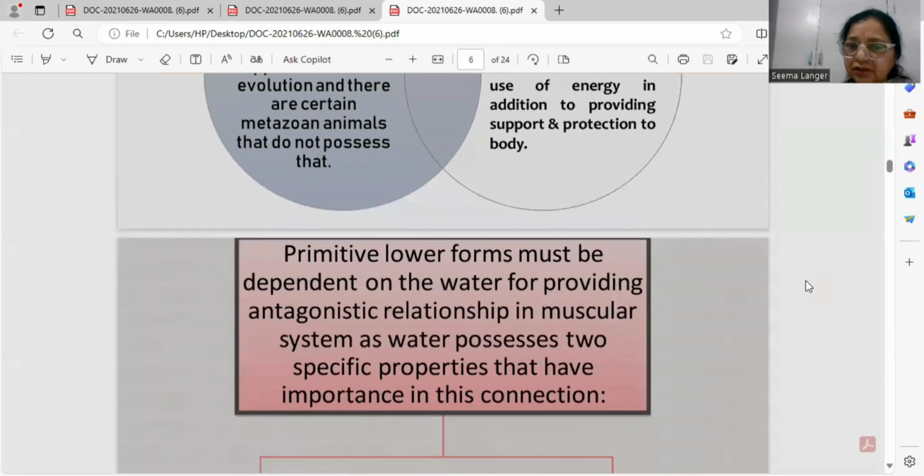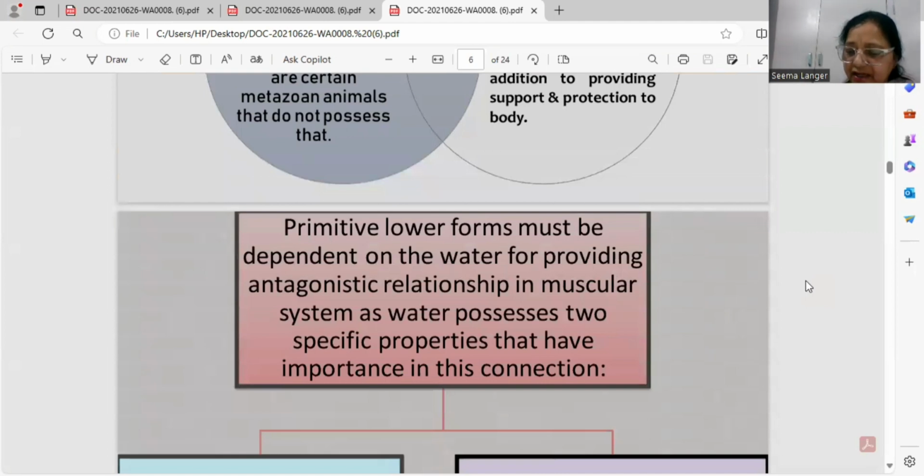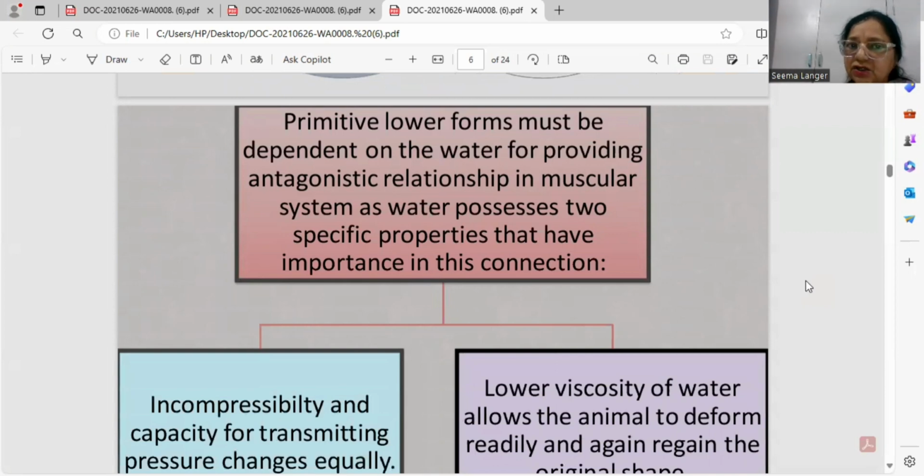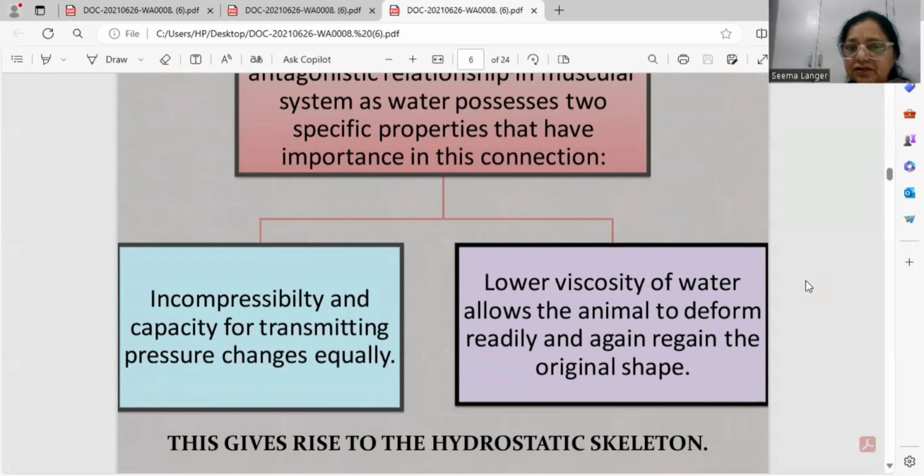So how does the fluid act as a hydrostatic skeleton? This is because water has two specific properties that are very important in this connection. What are these two properties? Number one, water is incompressible. It is not compressed when pressure is applied, and it has the capacity for transmitting pressure changes equally.